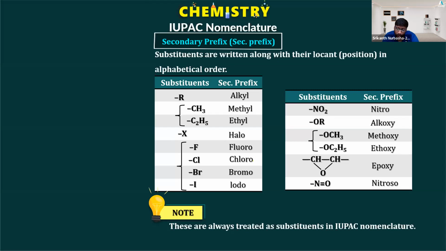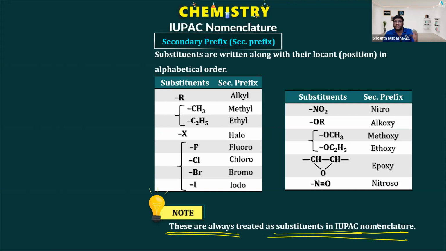Methyl, ethyl, fluoro, chloro, bromo, iodo. NO2 is nitro. OCH3 means methoxy. OC2H5 means ethoxy. Epoxy, CH, OCH, that will give you epoxy. N double bond O is nitroso. These are always treated as substituents in IUPAC nomenclature. If these groups are present, they are always treated as substituents. They are not considered as functional groups.